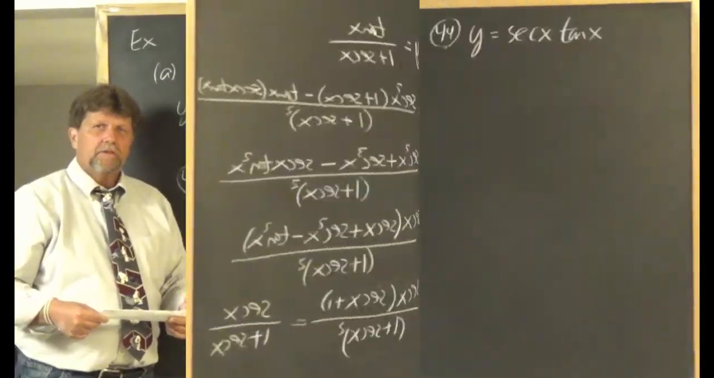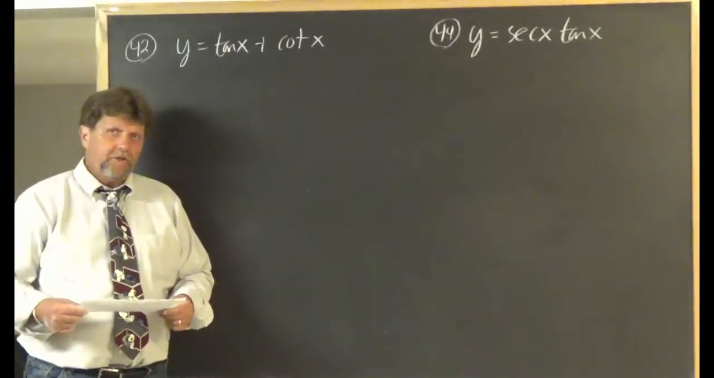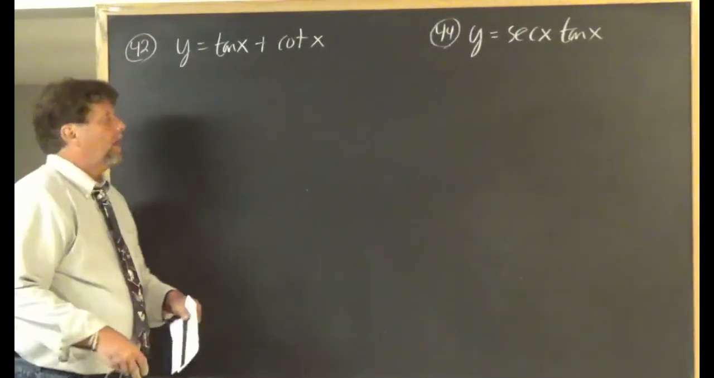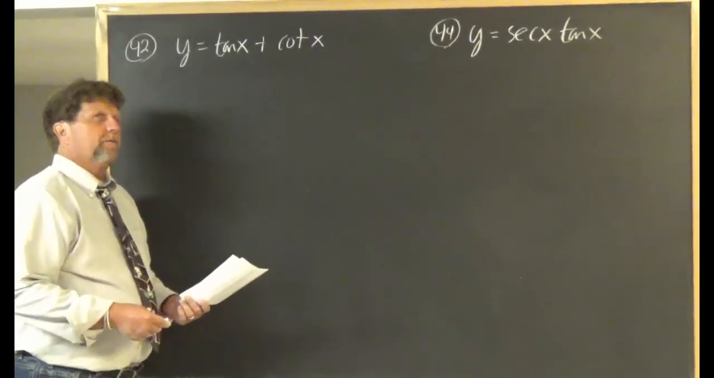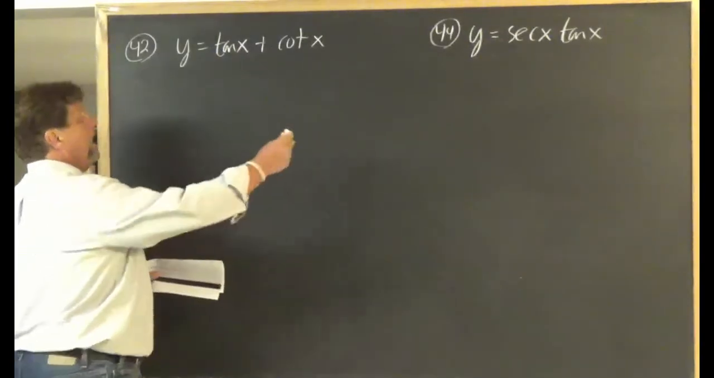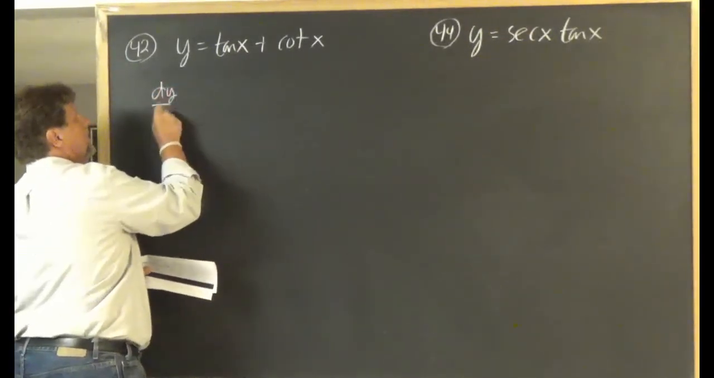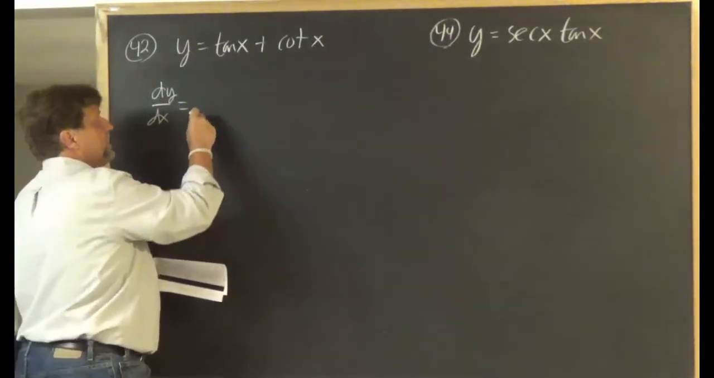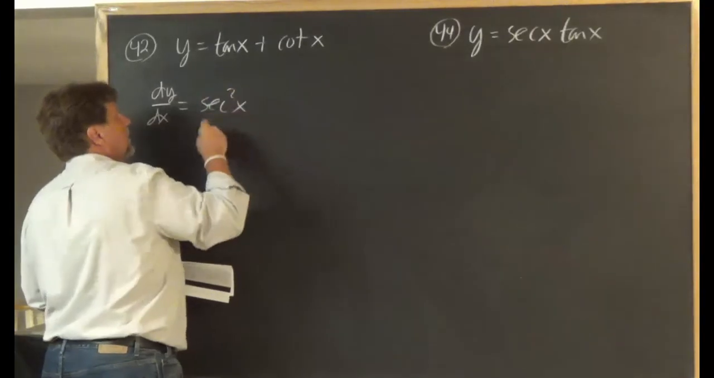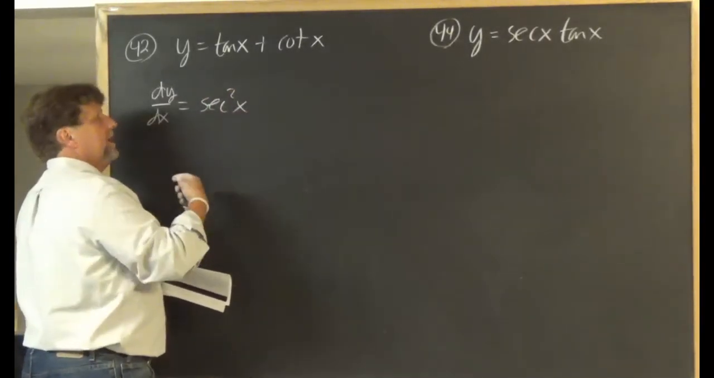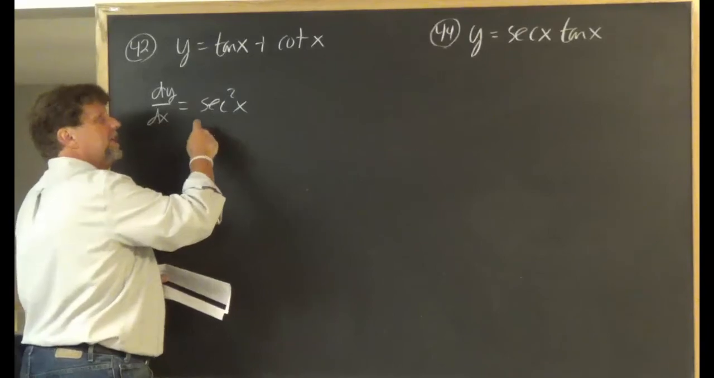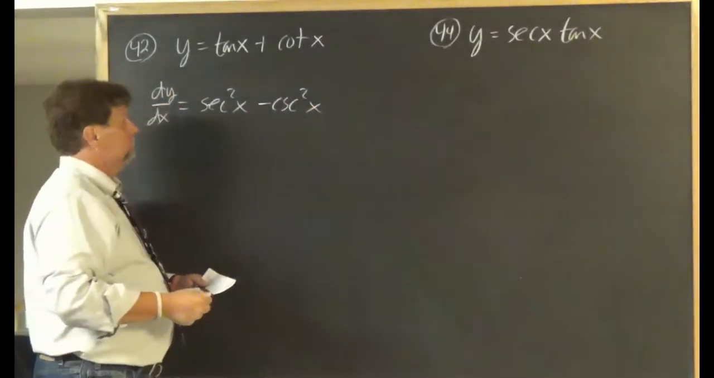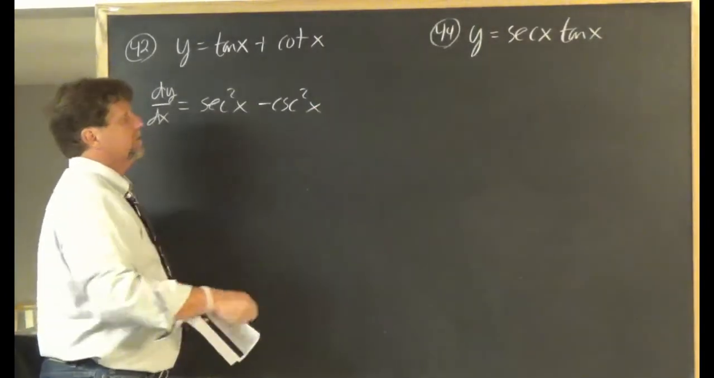All right, number 42, you were asked to differentiate y equals tangent x plus cotangent x. Should I call the derivative y prime or dy dx? We know it doesn't matter. I'll call it dy dx. The derivative of tangent is secant squared. The derivative of cotangent is negative cosecant squared. And that's it. That's the derivative.